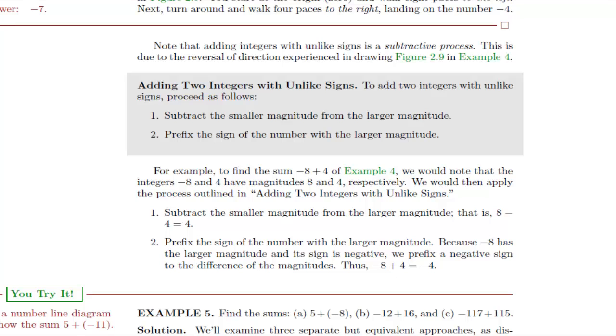Adding 2 integers with unlike signs. To add 2 integers with unlike signs, proceed as follows. Step 1. Subtract the smaller magnitude from the larger magnitude. Step 2. Prefix the sign of the number with the larger magnitude.